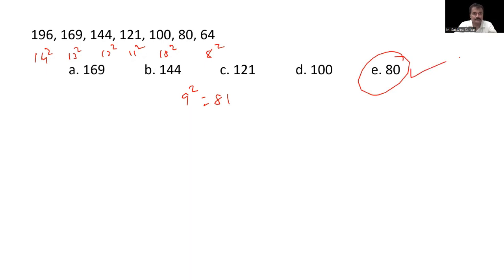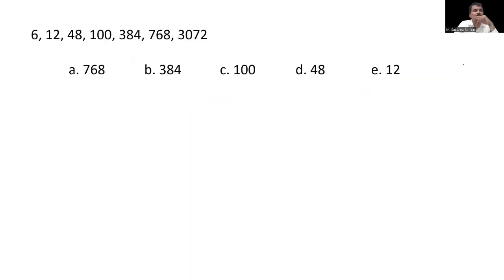Is it clear, all of you? And it's a simple question. 6, 12, 48, and next 100, 384, etc. What is the relation between the first number and second number? 6 into 2, that is equal to 12. What is the relation between 12 and 48? 12 into 4, that equals 48.